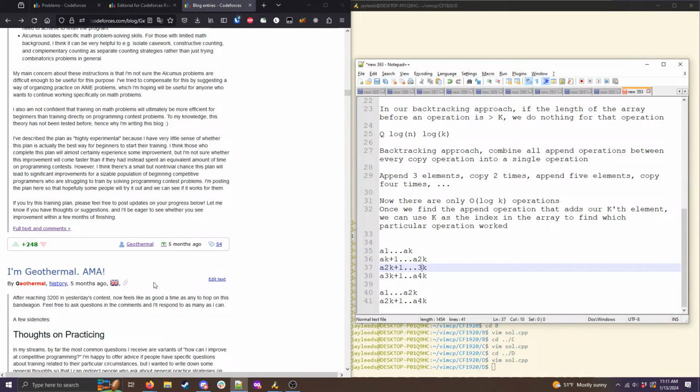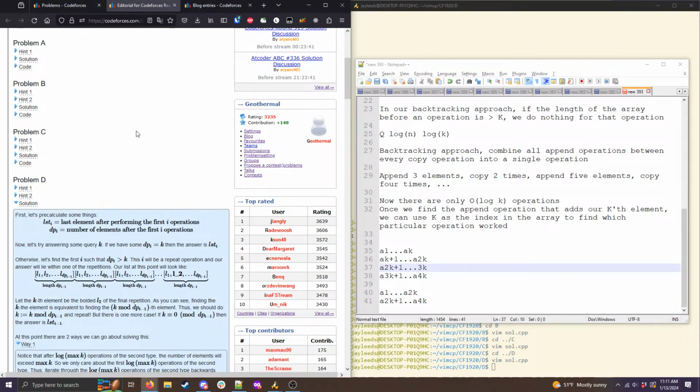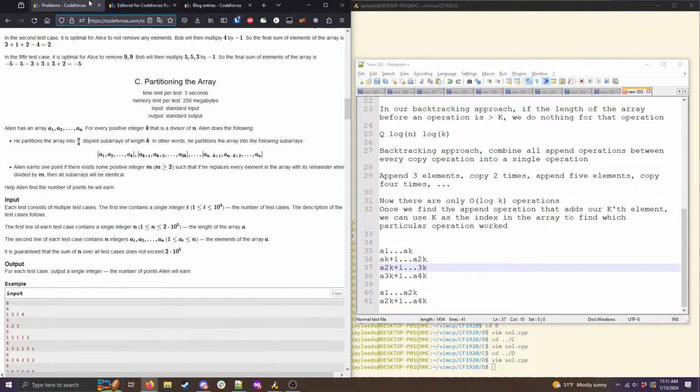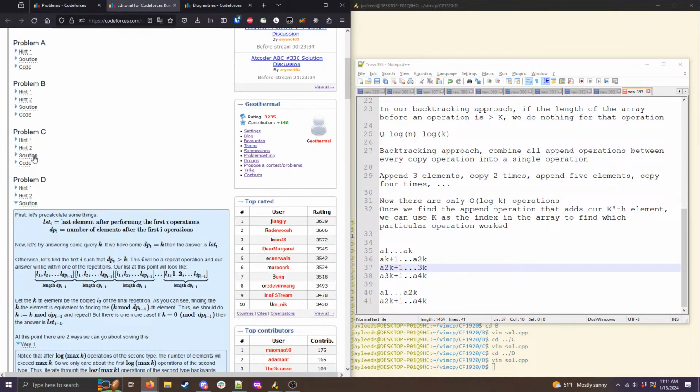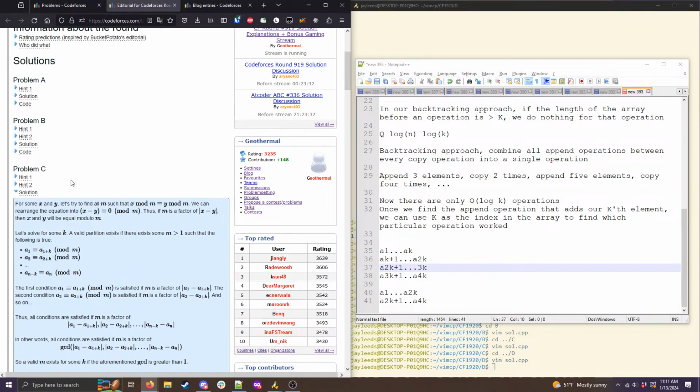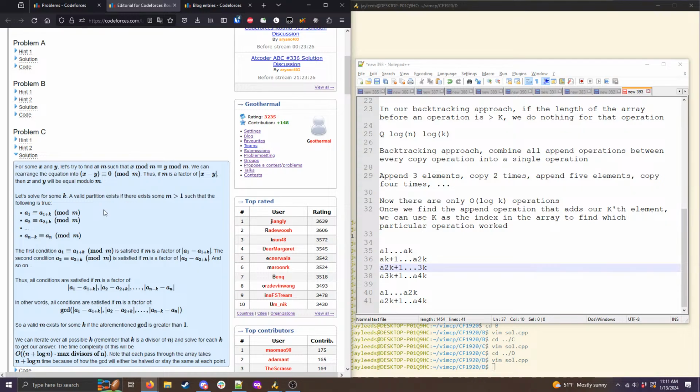Okay, but in terms of reading editorials, what I usually like to do is work on a problem myself, and then if I get stuck, I'll look at the editorial and just read as far as I need to in order to find the first idea that I haven't come up with yet, and I'll try and continue to solve the problem on my own.